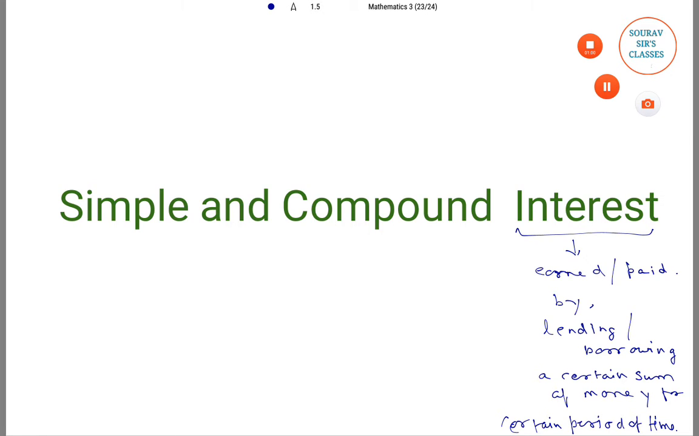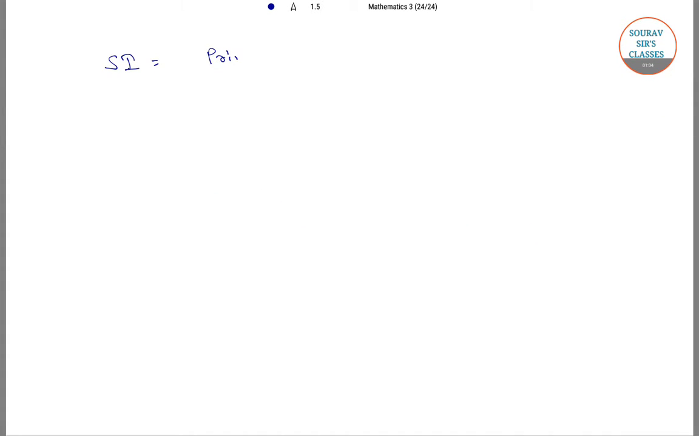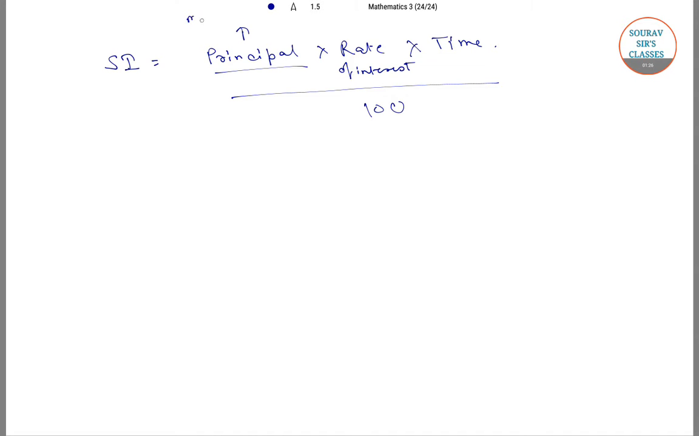Simple interest or SI is equal to principal into rate of interest into time divided by 100, where principal is the money borrowed or lent out.